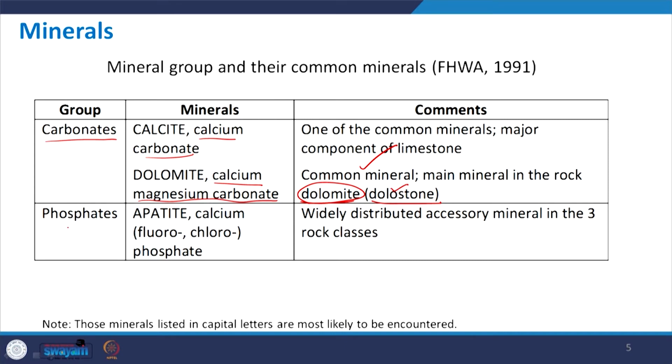Then the next group comprises phosphates. Here the most commonly occurring mineral is apatite. See, here it is written in capital letters, calcium fluorochlorophosphate. So it can be calcium fluorophosphate or calcium chlorophosphate. It is a widely distributed accessory mineral in all the three rock classes.